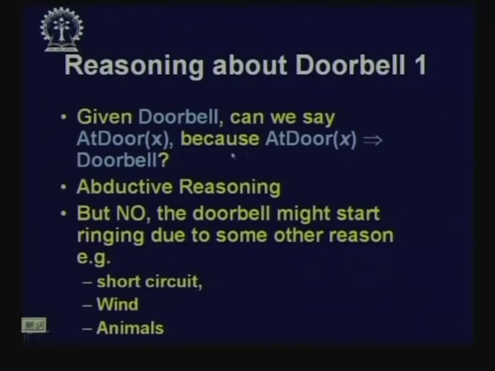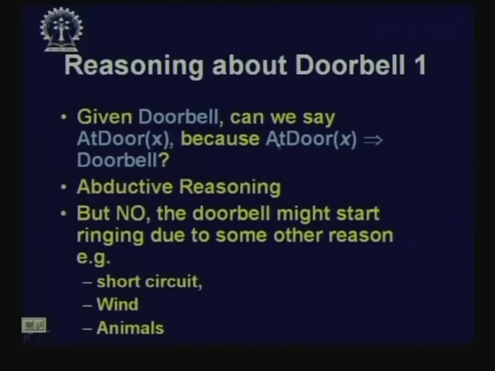So, according to deductive reasoning, if we know the doorbell has rung, then we cannot say for sure that there was someone at the door using normal implication, right? Because P implies Q means if P is true, then Q is true. But Q can be true even if P is false. So, if Q is true, then P may or may not be true. So, according to deductive reasoning, if there is doorbell ringing, then we cannot for sure say at door X.